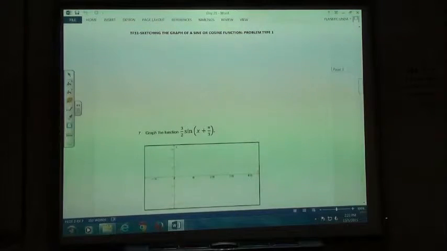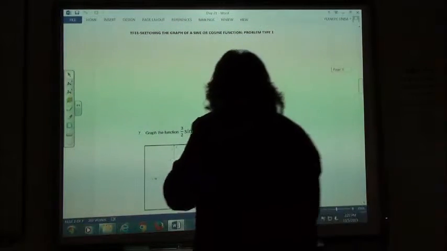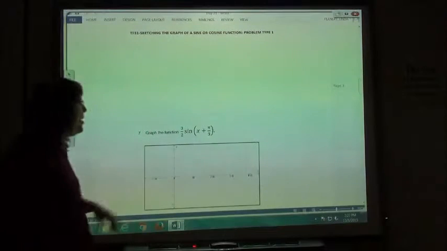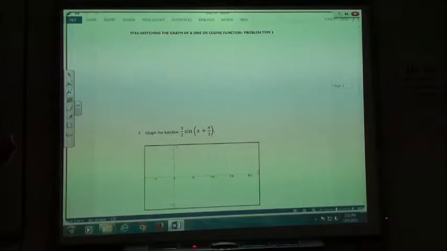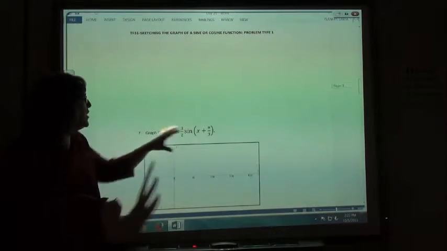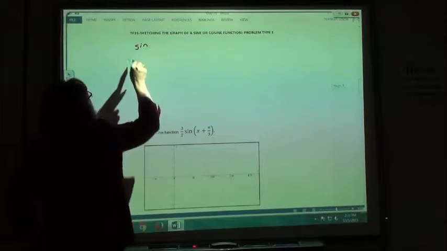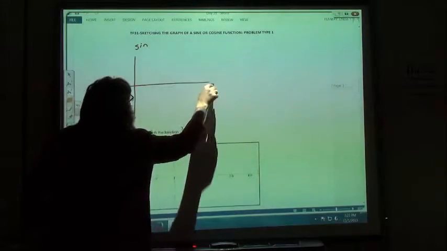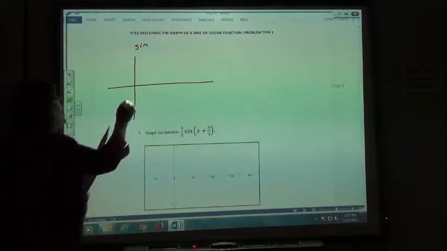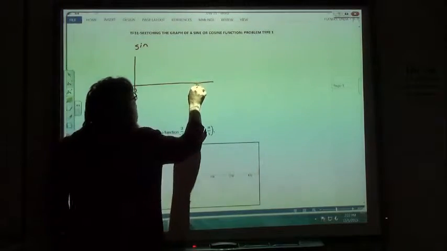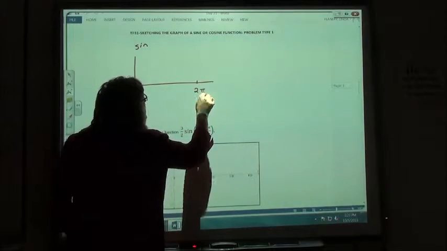The next ones we are sketching the graph of the sine or cosine function, and before we actually do the problem, you want to know what a normal sine or cosine graph without any shifts looks like. So if I'm doing the sine curve, it has a period of 2 pi. It starts at 0 and one cycle goes to 2 pi.